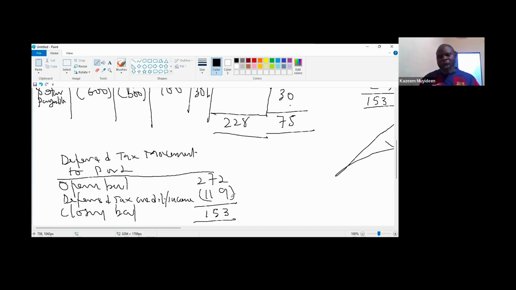If you require me to get the deferred tax movement to the P&L, don't forget. The tax expense is a combination. What is the tax expense? It is the current tax plus adjustment of the current tax, which can be under or over, plus the movement in deferred tax. That will give me the total tax expense in the P&L.